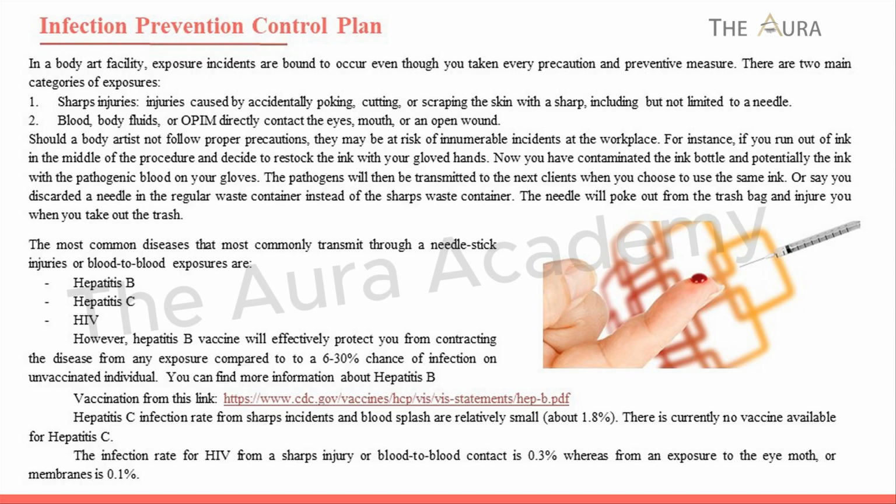Infection Prevention Control Plan. In a body art facility, exposure incidents are bound to occur even though you take every precaution and preventive measure. There are two main categories of exposures. 1. Sharps injuries, injuries caused by accidentally poking, cutting, or scraping the skin with a sharp, including but not limited to a needle. 2. Blood, body fluids, or OPIM directly contacting the eyes, mouth, or an open wound.